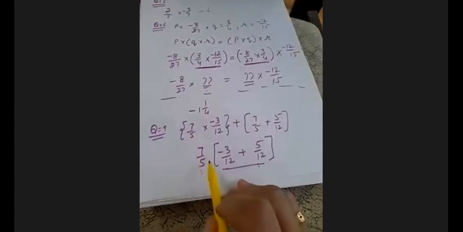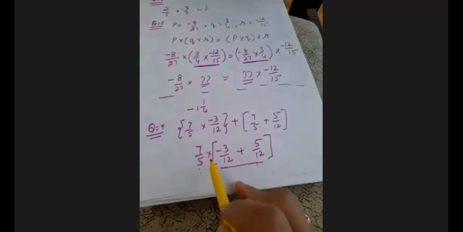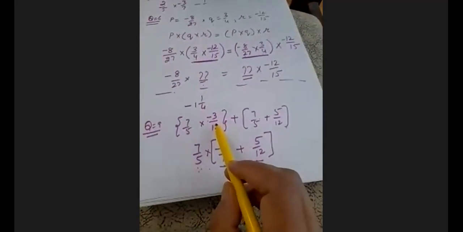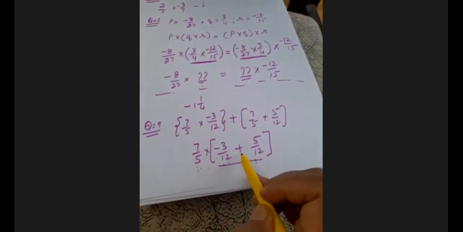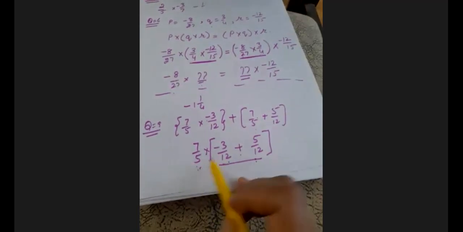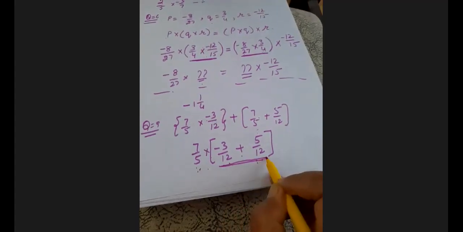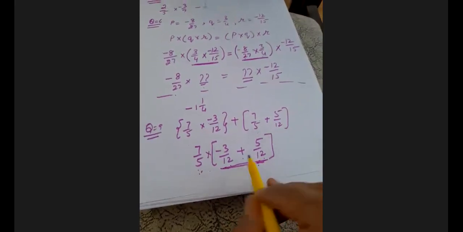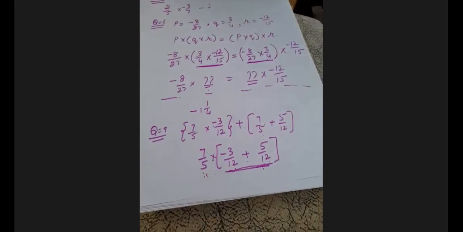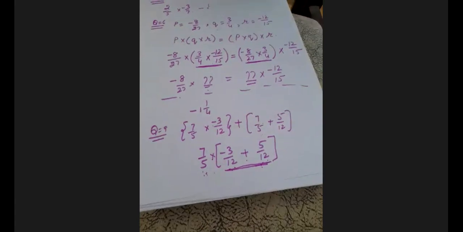First take 7 upon 5 as a common. 7 upon 5, the common, and here we have -3 upon 12, right? -3 upon 12 as it is, plus 7 upon 5 is common, 5 upon 12. Next step, first we'll solve this part. Add these two rational numbers. The result which we obtain, multiply by 7 upon 5. Clear, students?